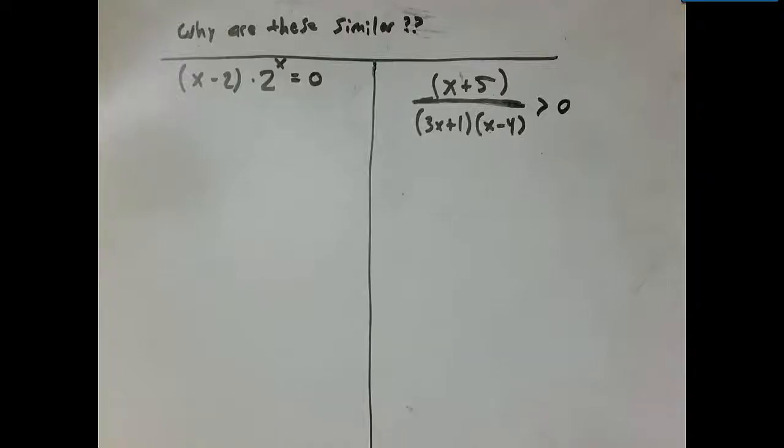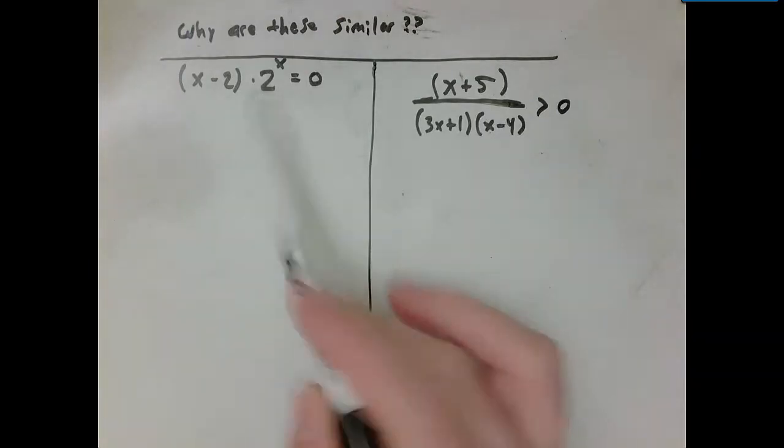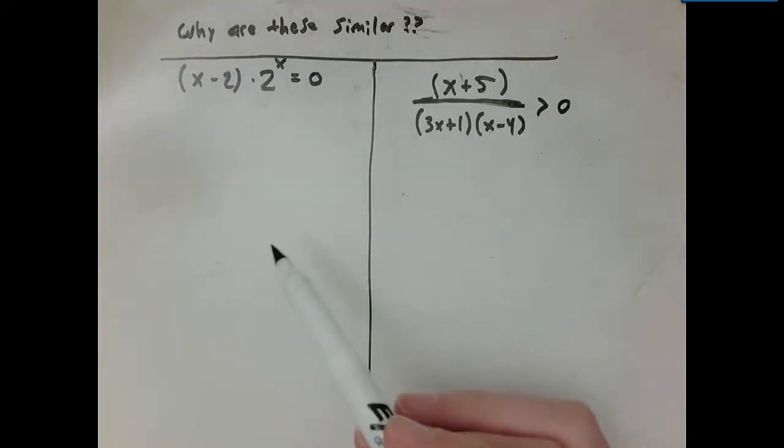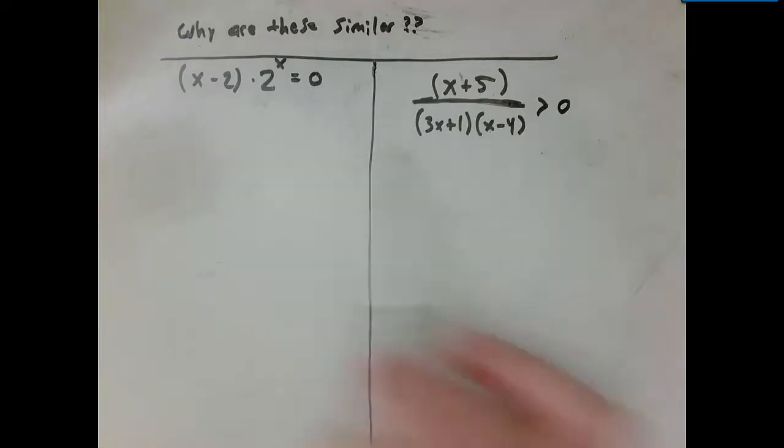These two problems don't appear to be that similar. Here I'm multiplying some stuff. I've got an exponential term. Here I'm dividing some stuff. Here it's bigger than 0. Here it's equal to 0. But actually, part of developing your mathematical intuition is being able to look below the surface appearance.